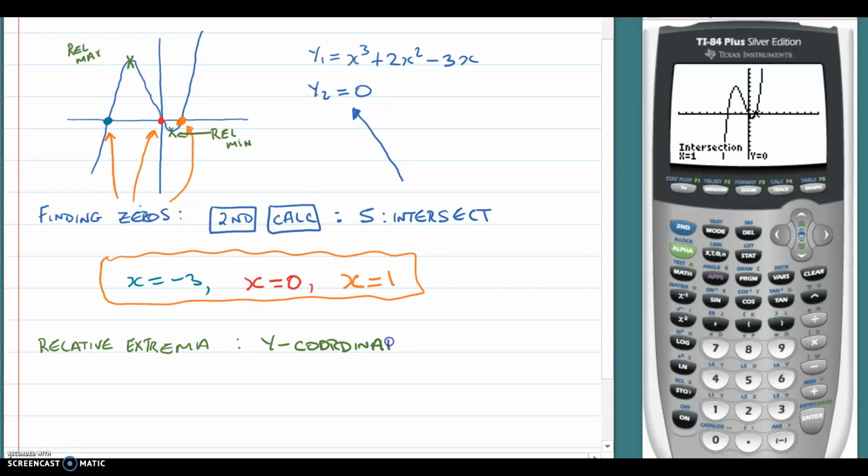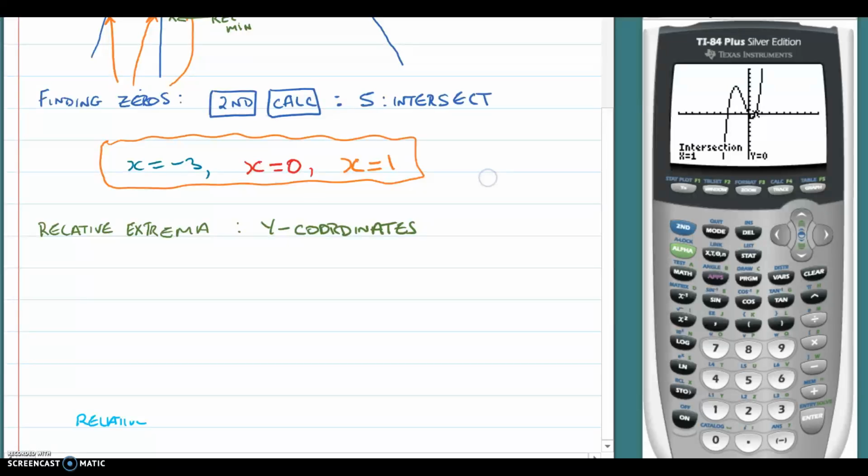Now anytime you're trying to do anything with a graph, it's second calc. So if we look back at the sketch here, the top of this little hill, that's the relative maximum we're going for first of all. So to go for the maximum, the way to do that is to go second calc again. Anytime we're working with a graph, we're going to go second calc, and then for a maximum, we're going to push 4 for maximum. So let's do that.